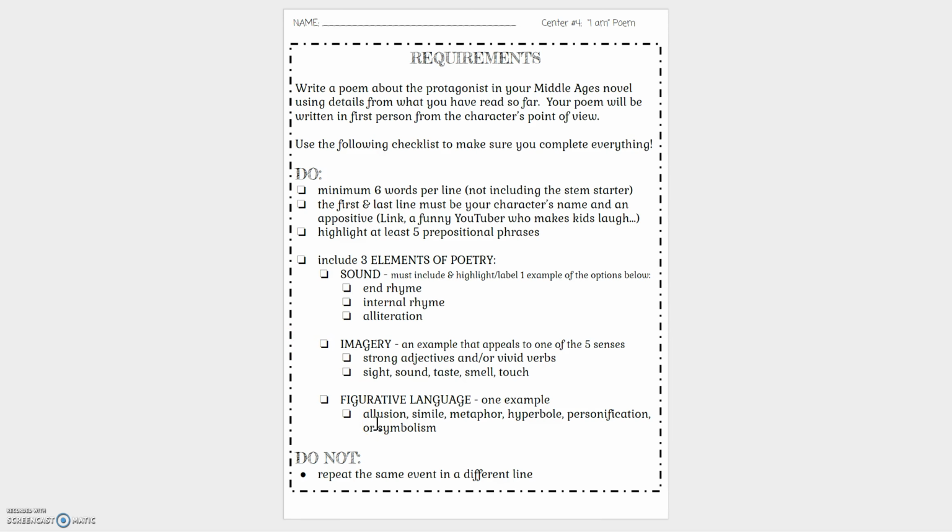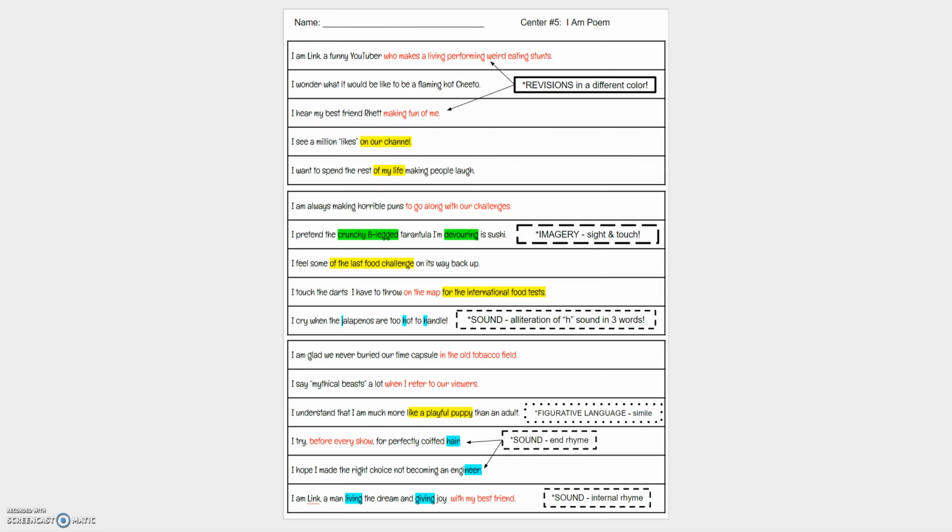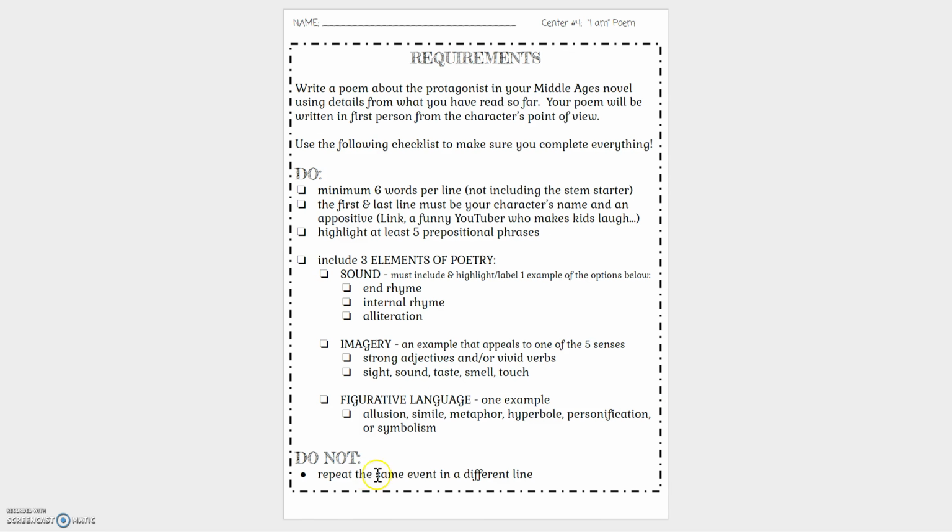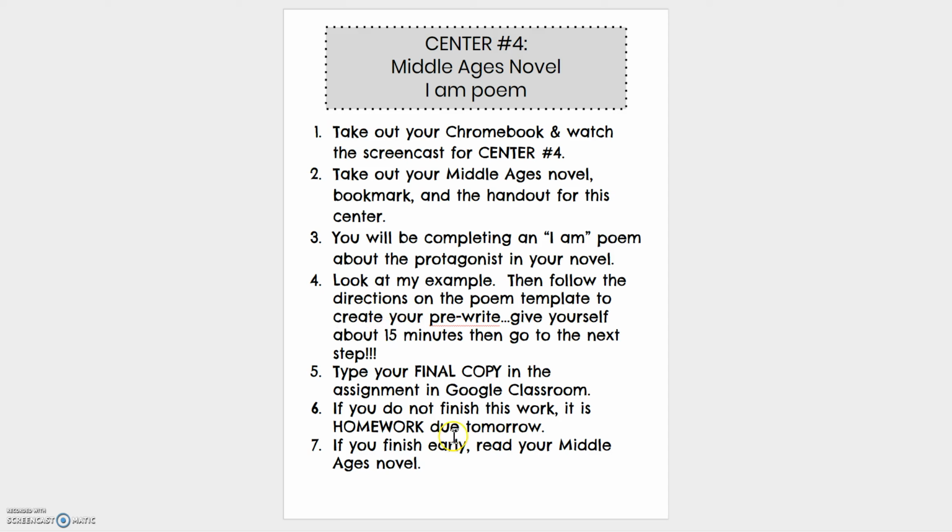And then the last element of poetry you need to try to include is an example of figurative language. And so you can use any of these. And here was mine. I am much more like a playful puppy than an adult is a simile. Okay. Obviously, when you're thinking about your book, I don't want you repeating the same event in different lines. If you should finish this, you are going to turn in. Make sure you click turn in on your Google Classroom so that I can grade it. If you don't finish this, it's homework, but it's not something I want you to spend a lot of time on at home. So I will try to check in with you before you leave class. But if you have any questions, please ask. And if you do finish early, you can work on reading your Middle Ages novel.